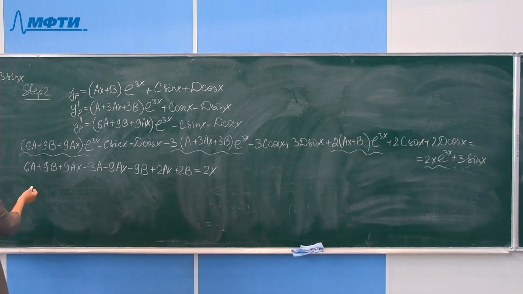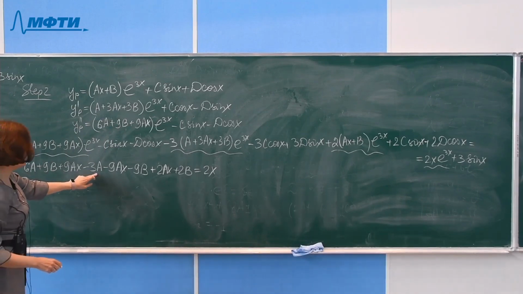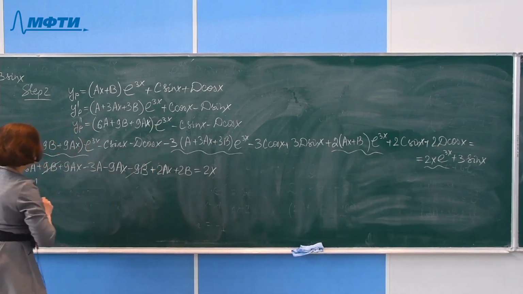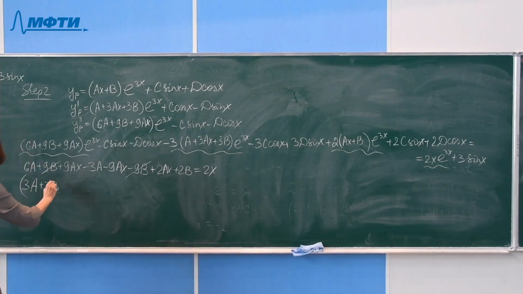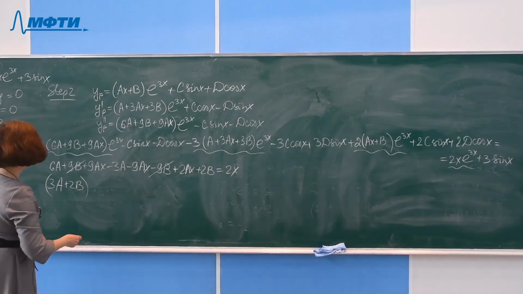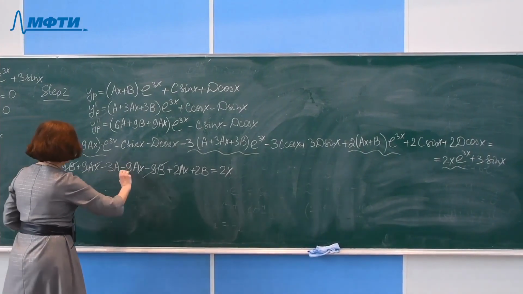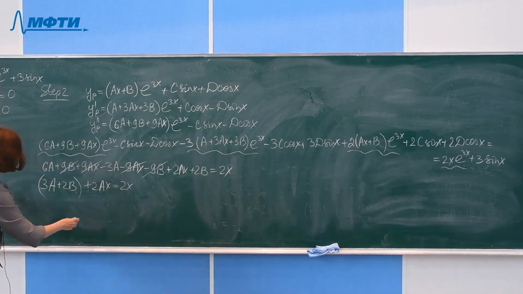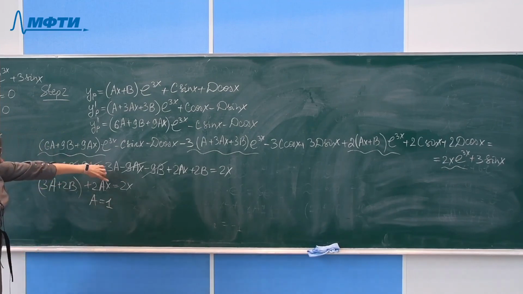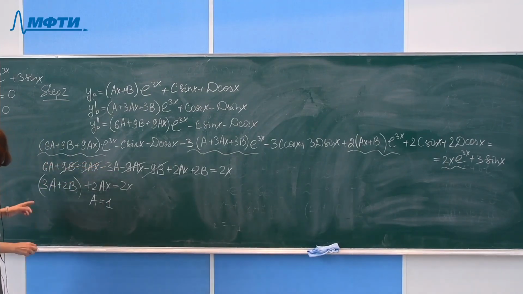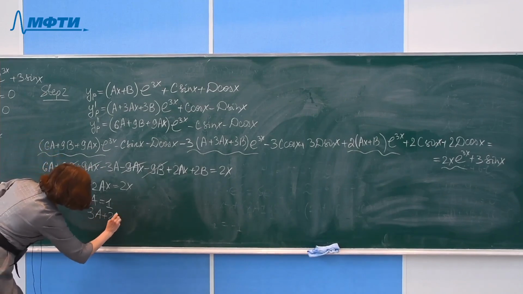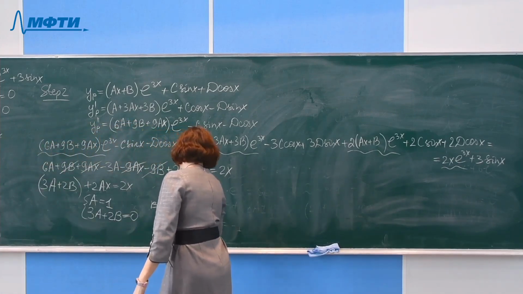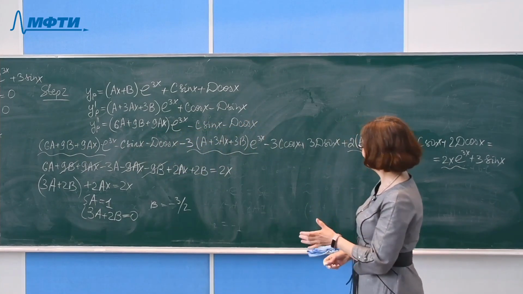Right. So collect similar terms. 6a minus 3a will be 3a. Next, 9b minus 9b plus 2b, so plus 2b. Next, 9ax minus 9ax and plus 2ax equals 2x. From this we can see that a equals 1, because 2a is multiplied by x and equals 2. And 3a plus 2b equals 0. So b equals minus 3/2. So we are done for the first part.